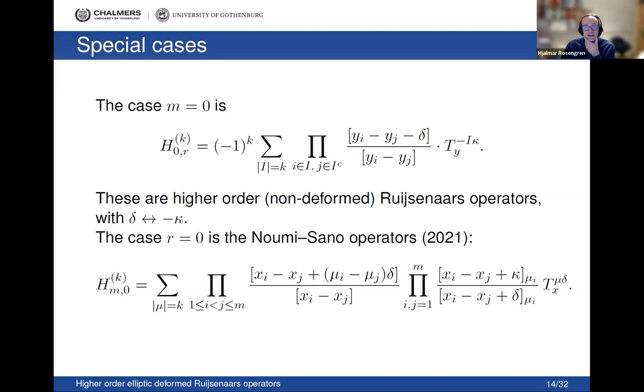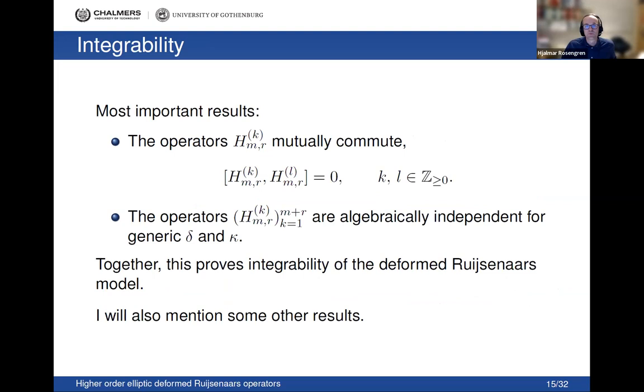So the most important thing here is that these operators all commute. And also if you take the first m plus r of them, so as many as the variables, then they will be algebraically independent, at least for generic values of the parameters. So together, this would, I would say, prove that the deformed Rosengren model is integrable. And I will talk a little bit about how to prove the commutativity, but I will also mention some other things before that.